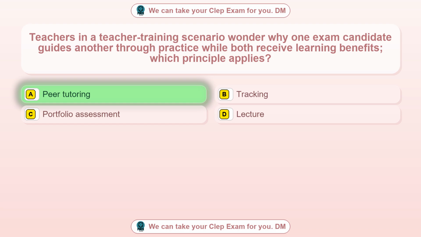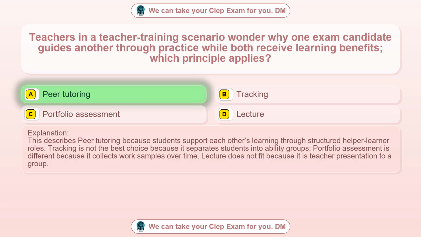Peer tutoring. This describes peer tutoring because students support each other's learning through structured helper-learner roles. Tracking is not the best choice because it separates students into ability groups. Portfolio assessment is different because it collects work samples over time. Lecture does not fit because it is teacher presentation to a group.